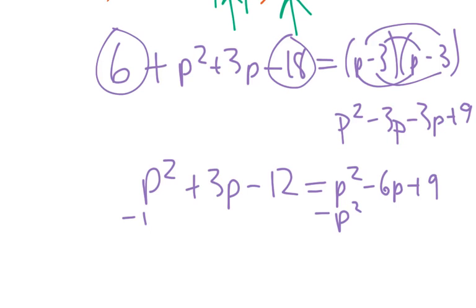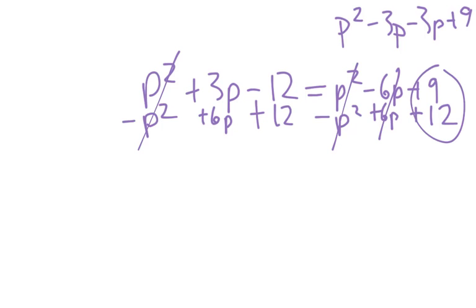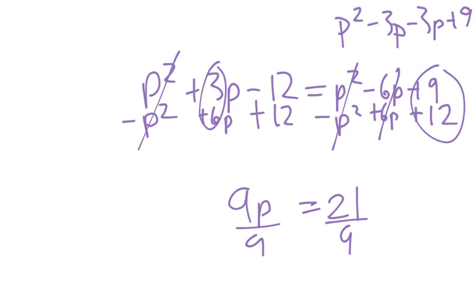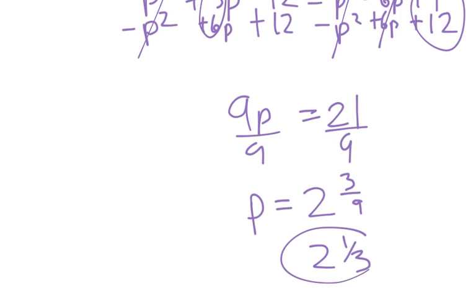Subtract p squared from both sides. Those cancel. I could add 12 to both sides. And I could add 6p to both sides. So 9 and 12 would give us 21. 3 and 6 would give us 9p. Divide by 9. And we get p equals, 9 goes into 21 twice. And there's 3 ninths, or 1/3, so 2 1/3. So 2.3 basically.